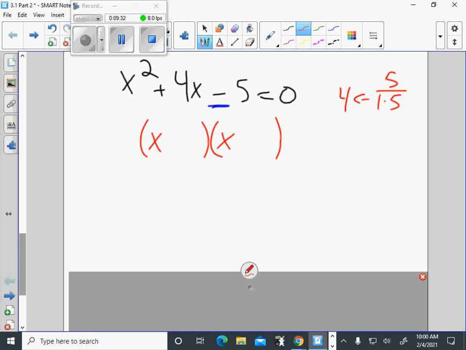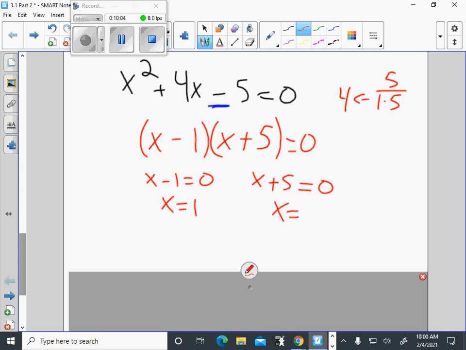We have to get to a positive 4x, right? So I need to know, is my 5 going to be positive, or is my 1 going to be negative? Let's just write these 5 and 1. Okay? If I have a positive 5 and I subtract the 1, I will get a 4. So my 5 has to be positive, my 1 has to be negative. This will be equal to 0. If I solve this, I have x minus 1 is equal to 0, so x is equal to 1. x plus 5 is equal to 0, so x is equal to negative 5.